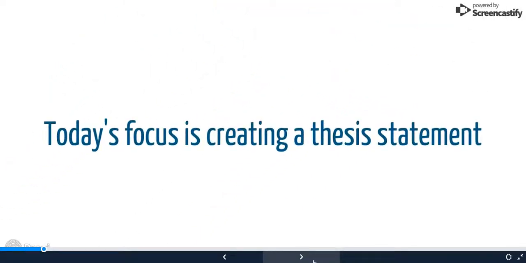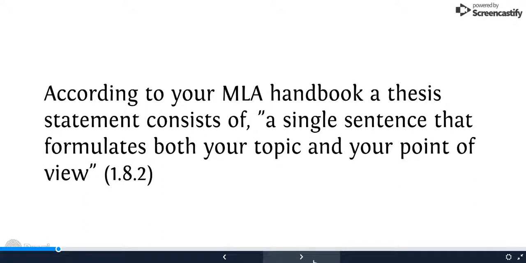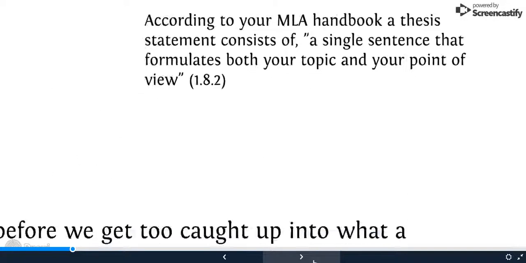So today's focus is really on creating a thesis statement, because this will truly guide your actual writing. You all have created outlines up to this point, and this will guide what you're actually writing about. So according to your MLA handbook, a thesis statement is a single sentence that formulates both your topic and your point of view.